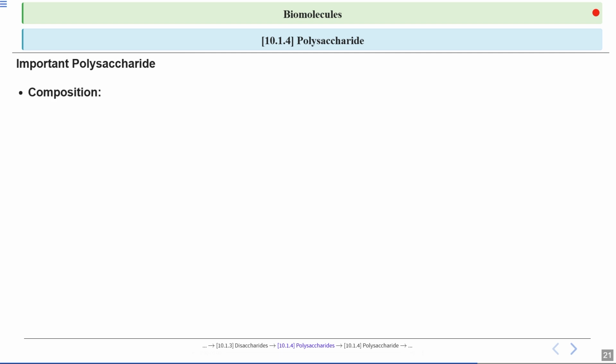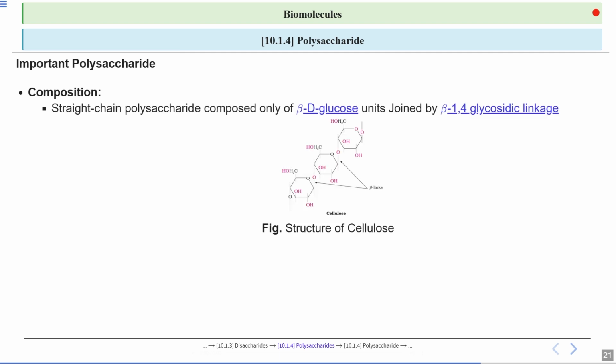Now we will talk about the composition. Cellulose is a straight chain polysaccharide, which means it is a long chain made up of repeating sugar units. Specifically, it is made up of beta D glucose, which are joined by beta 1,4 glycosidic linkages. You will see this is the structure of cellulose over here, which is composed of beta D glucose, and they are joined by beta 1,4 glycosidic linkages. So these are beta links.